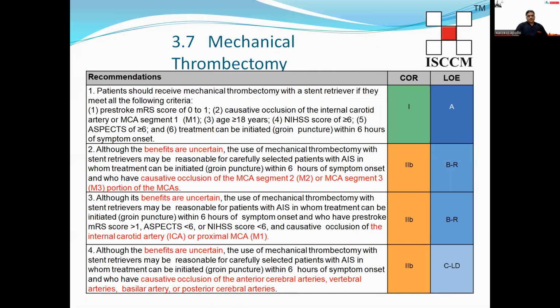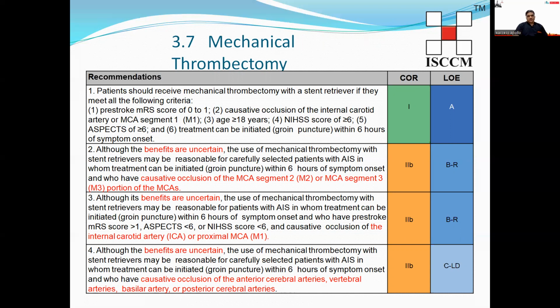Patients should receive mechanical thrombectomy with a stent retriever if they meet all of the following criteria. Pre-stroke mRS score of 0 to 1, causative occlusion of internal carotid artery or MCA segment 1, age greater than 18 years, NIHSS score of greater than 6, ASPECTS of greater than 6. Treatment can be initiated through groin puncture within 6 hours of symptom onset. Recommendation is class 1A.